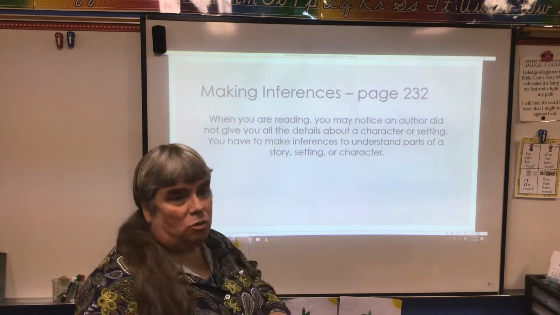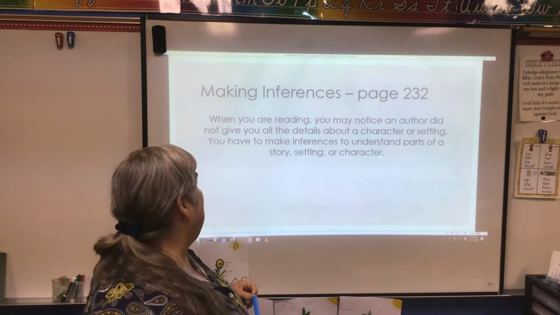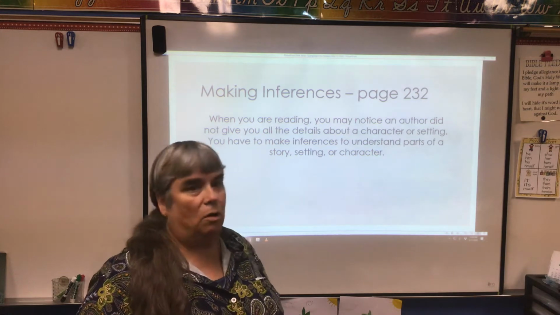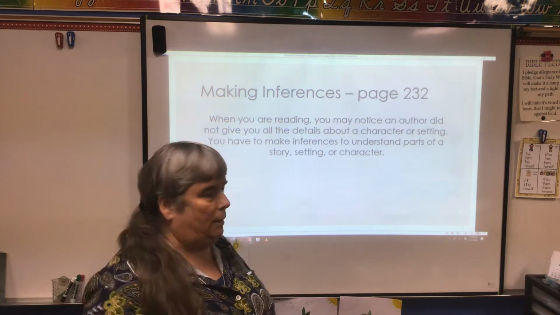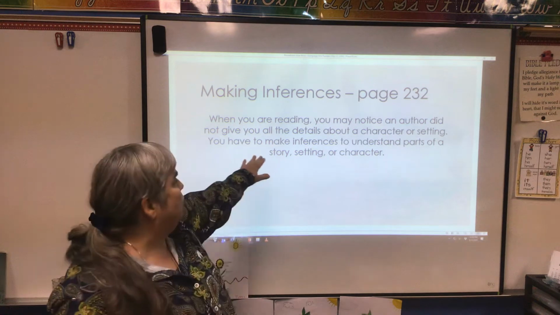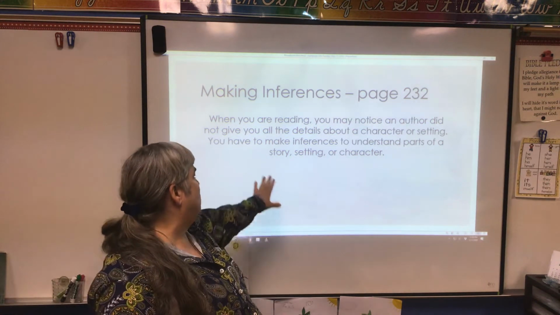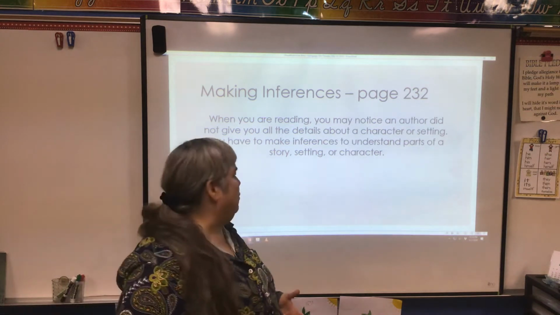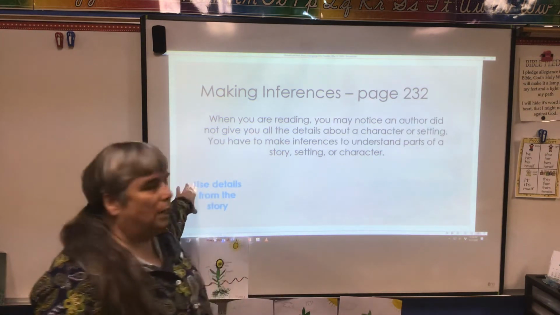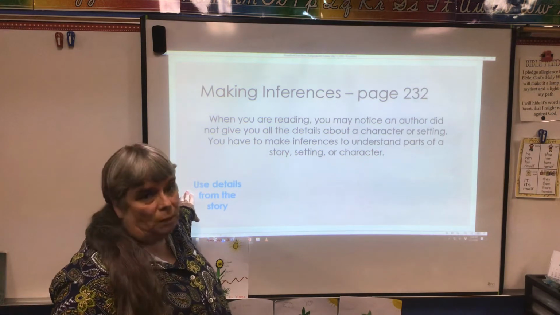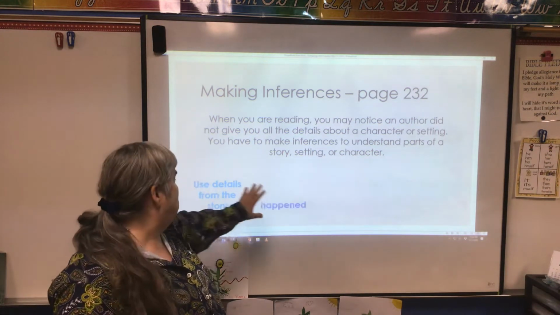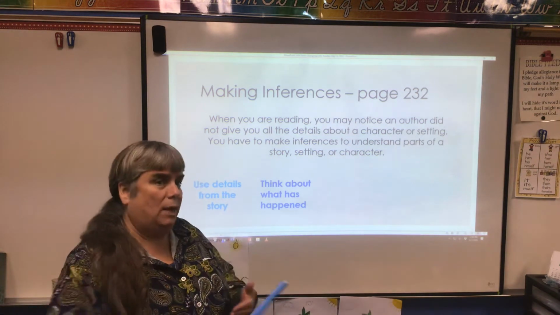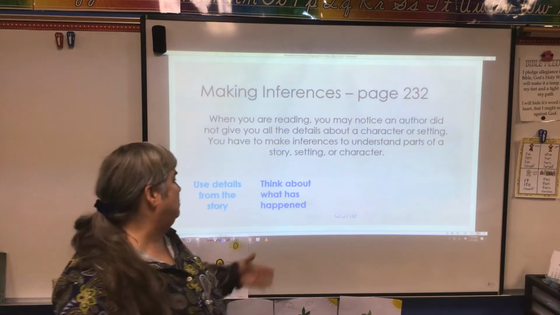When you're reading a story, you may notice that an author did not give you all of the details about a character or a setting or even some of what's going on. You have to make inferences to understand parts of a story, the setting or the character. You have to think about different things. You want to use the details from the story, use what has been told to you. You want to think about what has happened so far. What have you read? What has the author given you already?